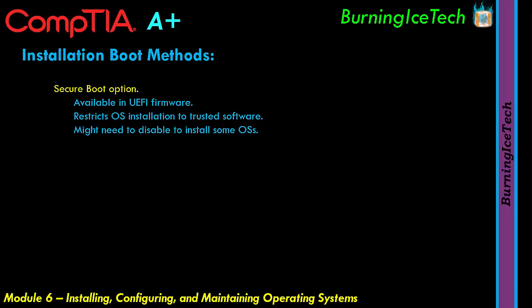You can see here I've got a list of things for you guys. It's available in UEFI firmware, in other words, the replacement for your BIOS, the software that's built into your motherboard. It restricts operating system installation to trusted software, in other words, well-known operating systems like Windows. Anything out of the ordinary is going to look fishy to this, and it's going to stop you from installing it. So you might need to disable it to be able to install certain operating systems.